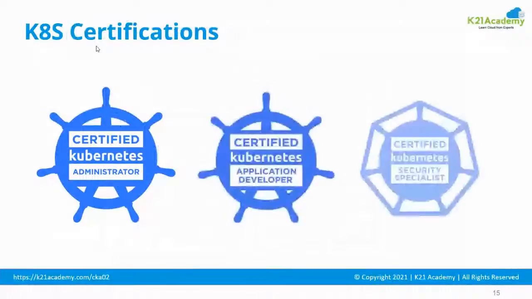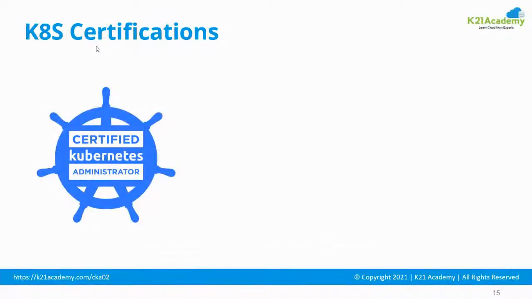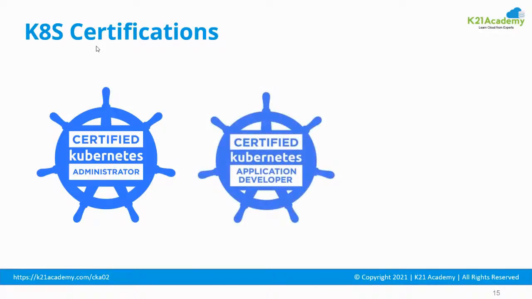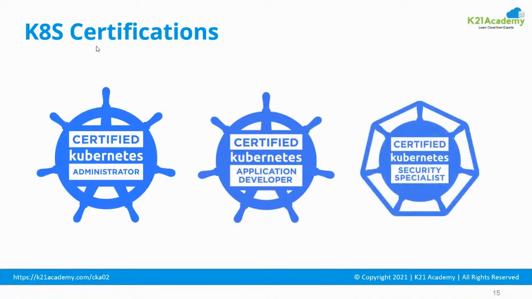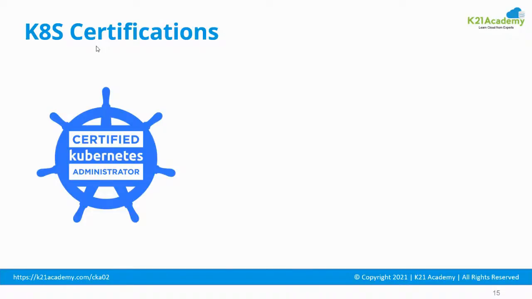There are three certifications. One is CKA, Certified Kubernetes Administrator. Second is Certified Kubernetes Application Developer, CKAD. And third is Certified Kubernetes Security Specialist, which is CKS. Now, who is the first one for? And tell me your background as well, and if you have any doubt which one you should be picking, let me know that as well.